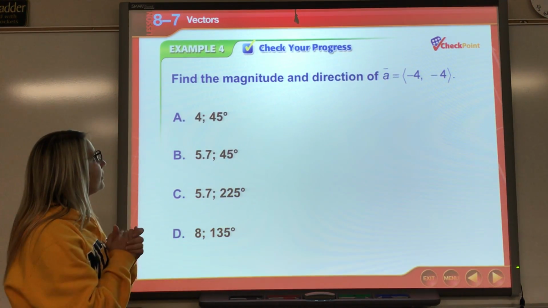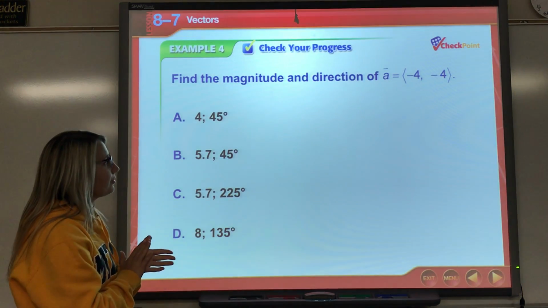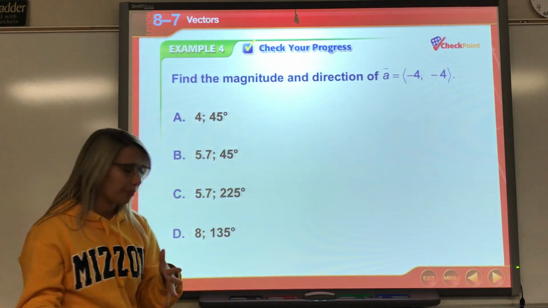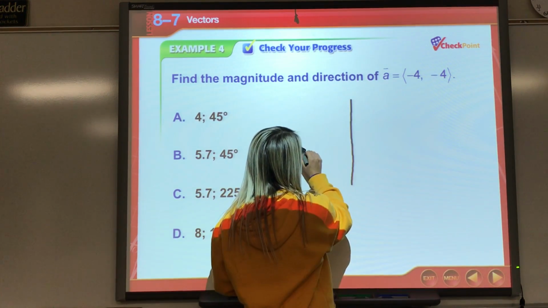Okay, so we're finding the magnitude and the direction of vector A, which is given -4, -4. So first I want to draw a picture. Okay, so I'm going to do the coordinate plane.